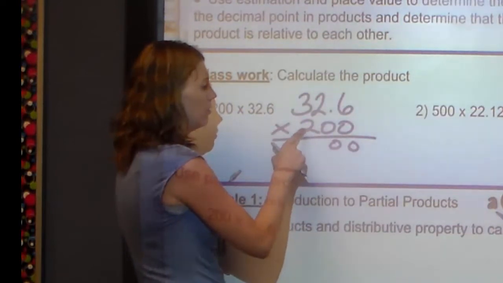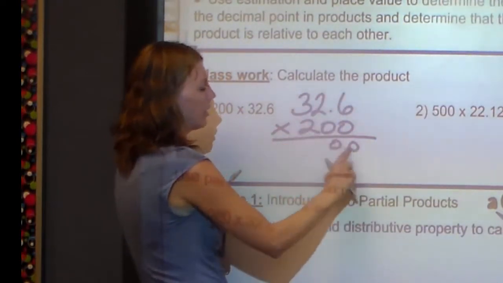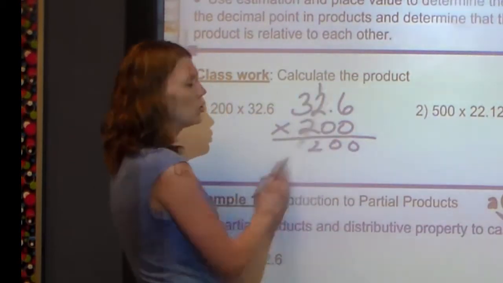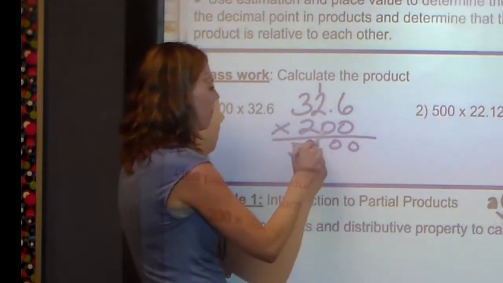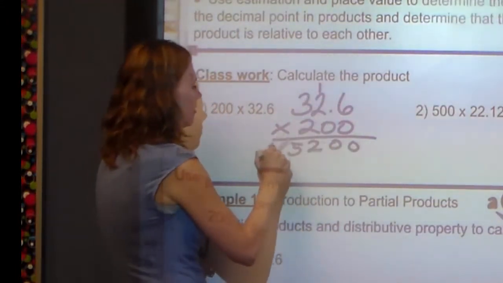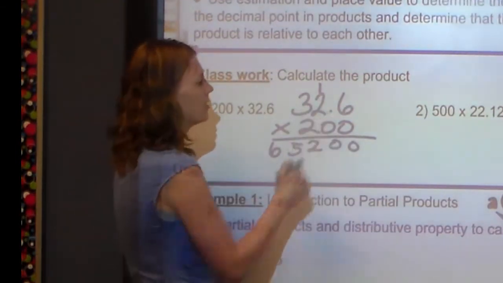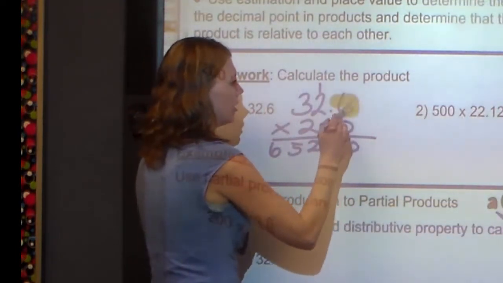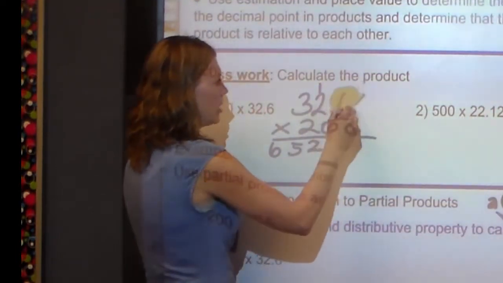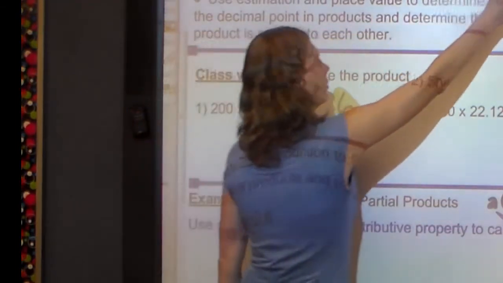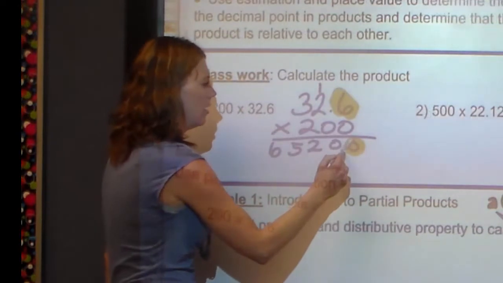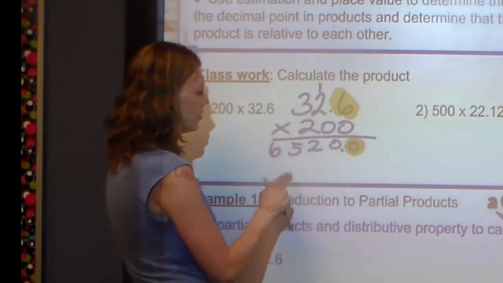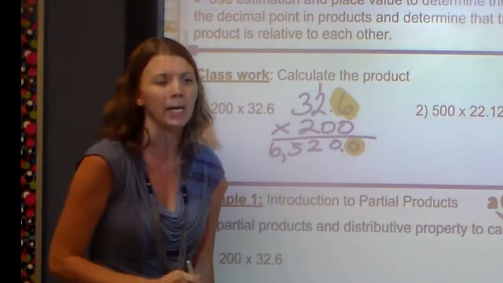Now I'm going to multiply 200, so I have my zeros already in place. 2 by 6 is 12. 2 times 2 is 4, plus 1 is 5. And 2 times 3 is 6. Now, because it has a decimal place, I'm going to count how many numbers after the decimal there are. And there's just 1. So there will be just 1 in our answer. And so the decimal goes right in front of that last 0 here. So 1 decimal place over, 1 decimal place over. So this answer is 6,520.